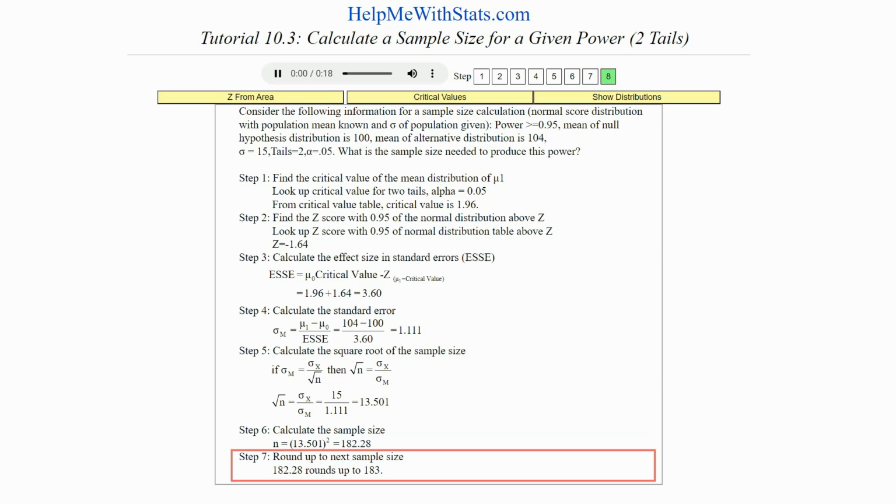We can't use parts of people for experiments, so we always round up to the next integer. In this example, we round 182.28 up to 183. We need 183 participants to have a power of at least 0.95.